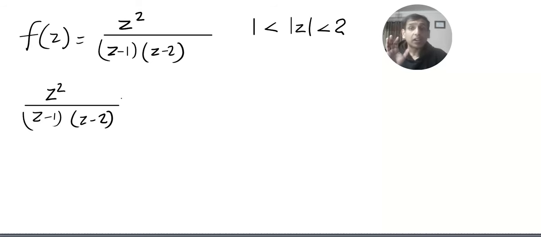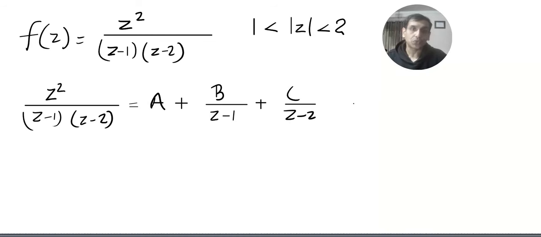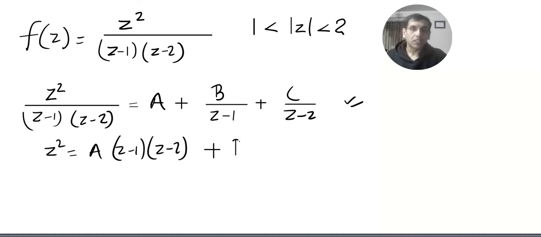Now I'm giving you a warning. Many students fall into a trap. Can you see the degree of numerator and denominator are the same? Degree means the highest power of z after expansion. So this has to be written as a plus b by (z minus 1) plus c by (z minus 2). Anyway, the remaining method is same, multiply throughout. So z square equal to a multiplied by (z minus 1)(z minus 2) plus b multiplied by (z minus 2) plus c into (z minus 1). I'll recommend you to pause the video, try it, and then compare it with my answer.